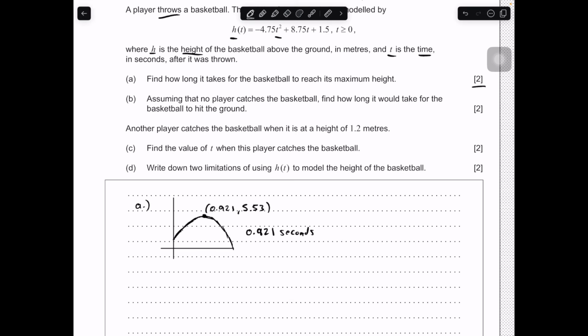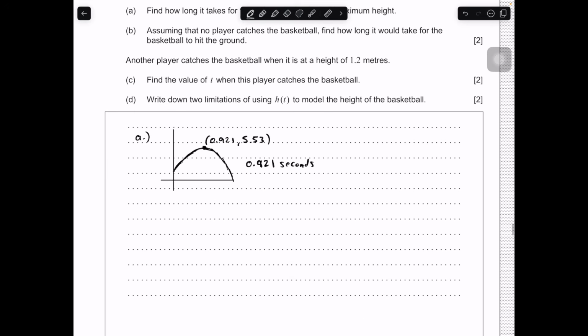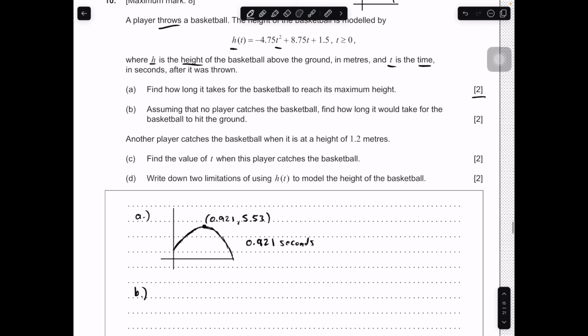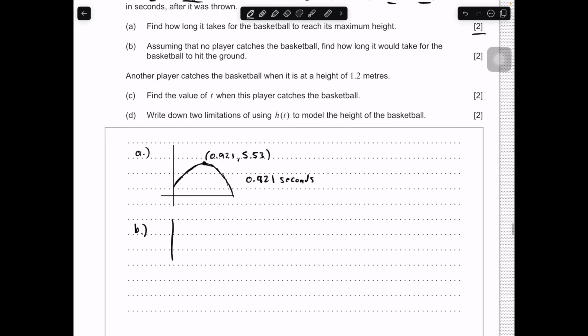Just be careful. 2-mark question, they're going to want a sketch. Assuming that no player catches a ball, find how long it would take for the basketball to hit the ground. This is part B. And once again, we already have the graph. This is going to correspond to the point at which h is equal to 0. So 2 different ways we could work this out.